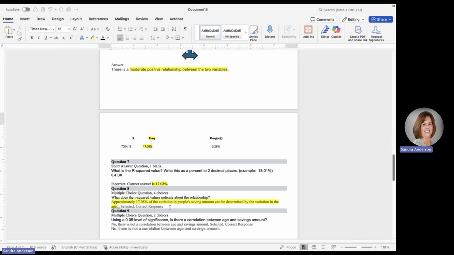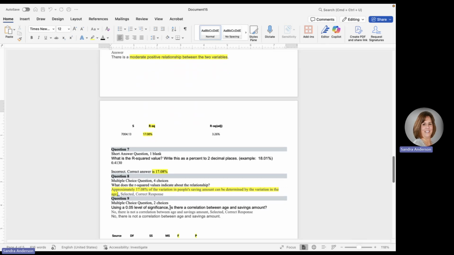So that means only 17% of the variation in the savings amount is actually determined by the variation in age, and that's not a very large percent. That means the rest of everything, let's just say it was 17%, the rest, which would be 83%, that variation is coming from other variables and outside things. So that's a pretty low R squared value.